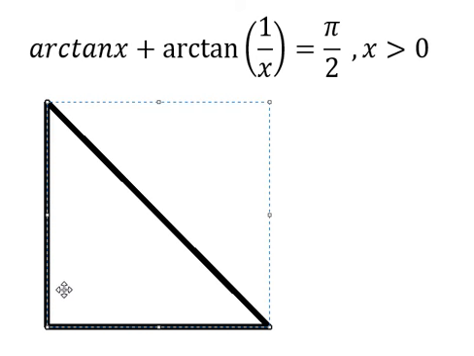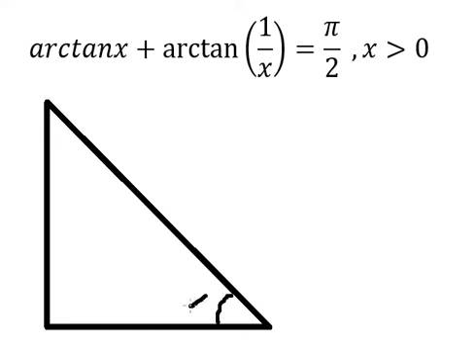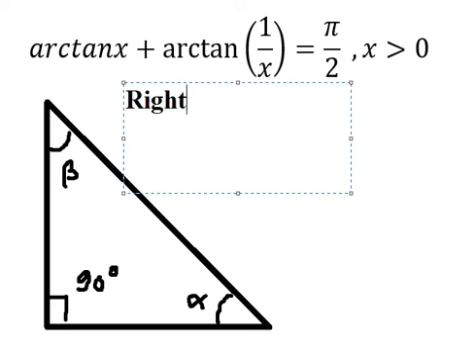We have this triangle in here. Now I will mark this one as alpha. This one is beta. This one is 90 degrees. So this is a right triangle.